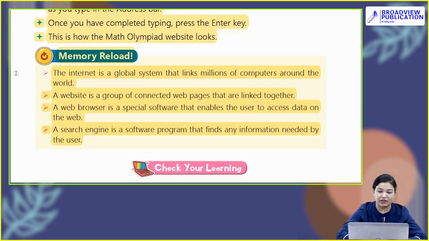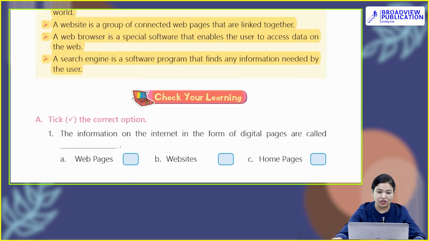A website is a group of connected web pages that are linked together. A web browser is a special software that enables the user to access data on the web. A search engine is a software program that finds any information needed by the user. So basically we have learned about the internet. What is the internet? It is a global system, and we have learned about websites, web pages, web browser, search engine, etc. Now check your learning.